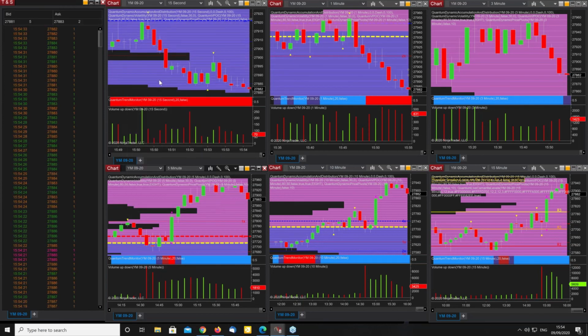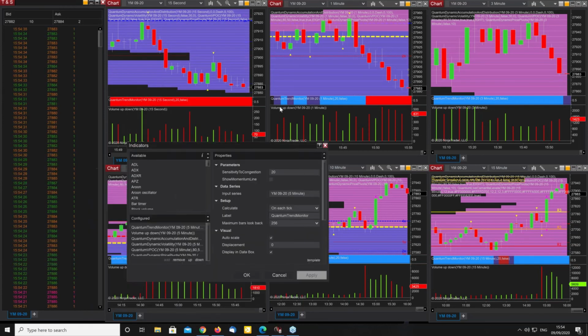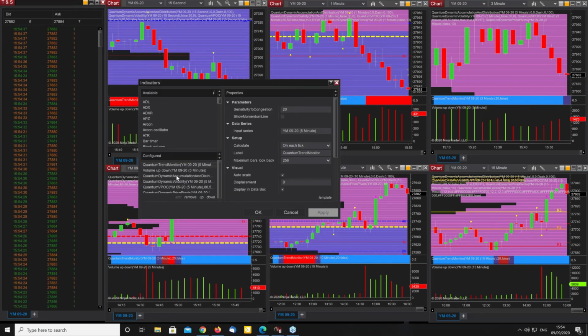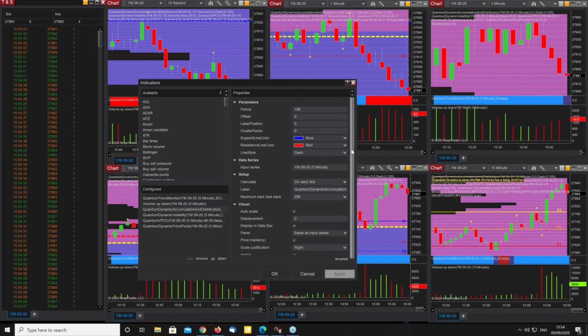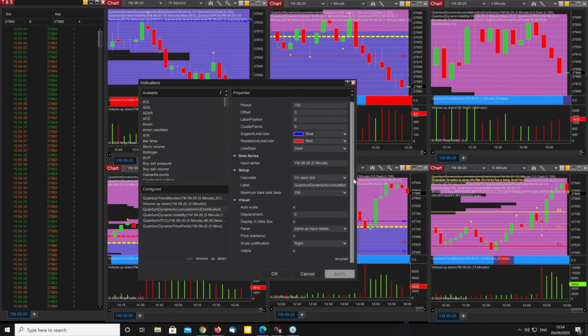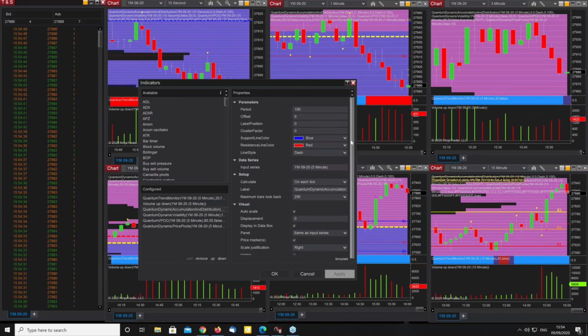Sorry, I completely lost my thread for a minute. Here we go. Right, accumulation distribution. Those are my settings, that's what I've got at the moment. Those are the defaults, I believe, at any rate. Don't quote me on that, but I'm pretty sure they are the defaults. So I hope that answers that one for you.